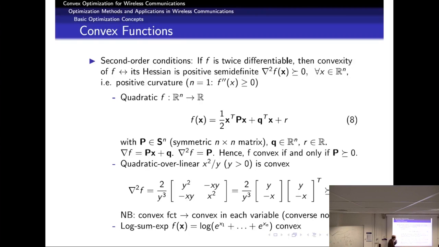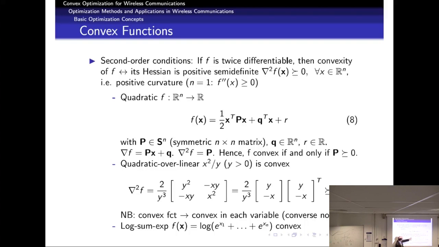Another example is this one. This is quadratic over linear. I have two inputs, so n is equal to 2 here, two values in my vector x, and the function is given by x squared divided by y, where y is positive. If I take the Hessian of that function, so I compute this quantity here, you can do this at home, you get this relationship.